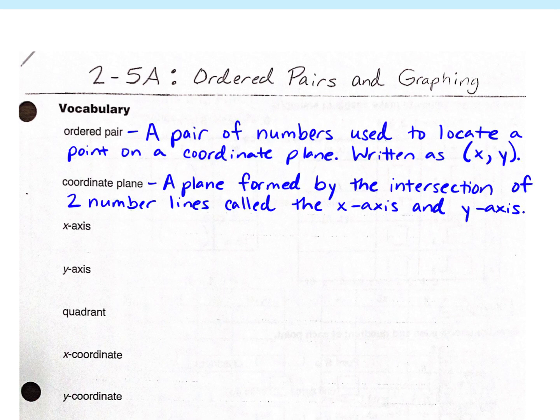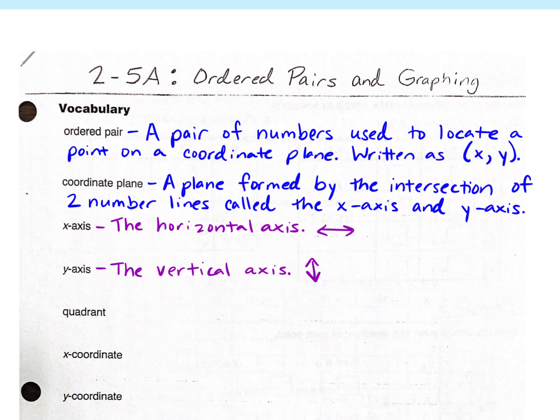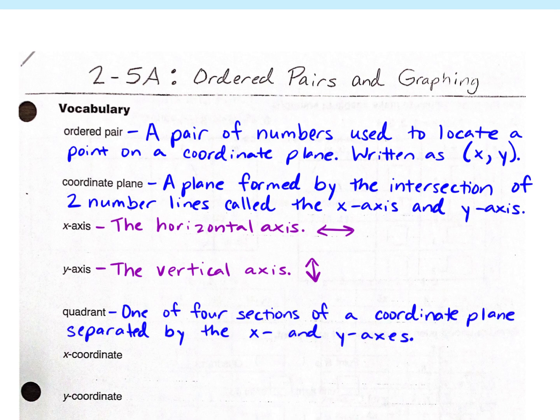Coordinate plane, a plane formed by the intersection of two number lines called the x-axis and y-axis. X-axis is the horizontal axis. It runs left to right. The y-axis is the vertical axis. It runs up and down. A quadrant is one of four sections of a coordinate plane separated by the x and y axes.